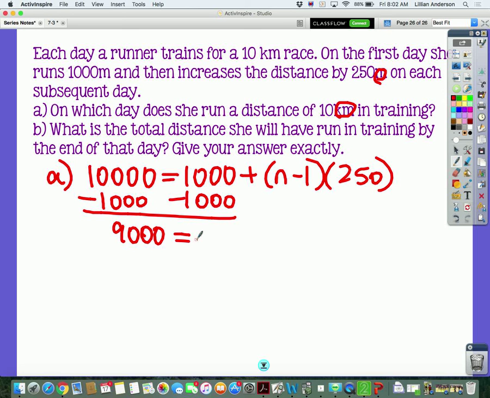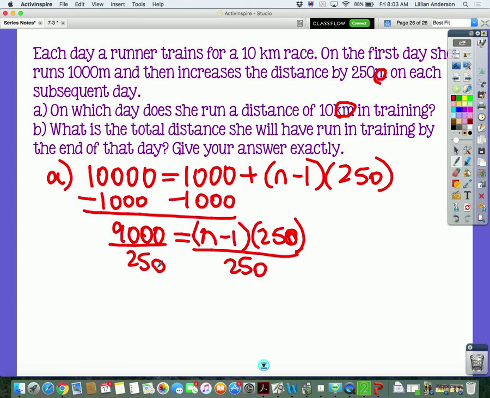I'm going to solve first by dividing by 250. That right there is probably going to be just the easiest for me because I am working right now without a calculator. And I cancel out the zeros, that gives me 36 equals n minus 1. So right there, n equals 37. So we know by the 37th day, she has finally run her distance of 10 kilometers, which she was trying to accomplish. And now part B says, what is the total distance she will have run in training by the end of that day?